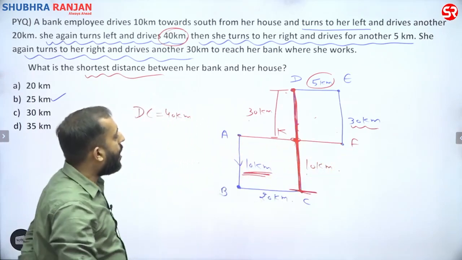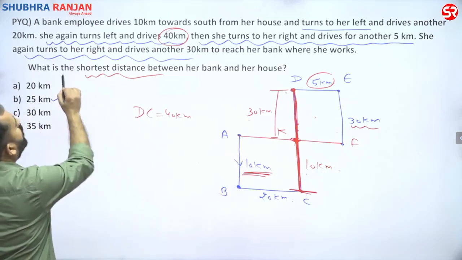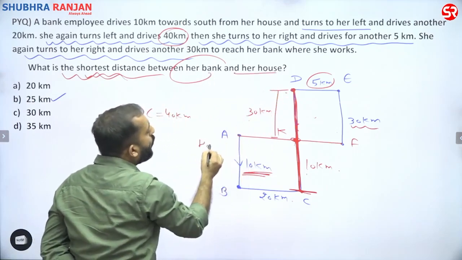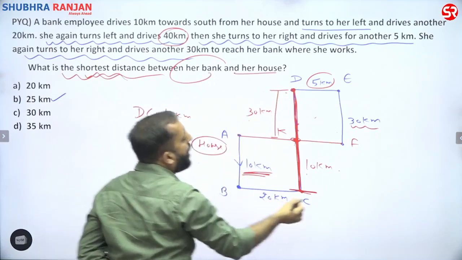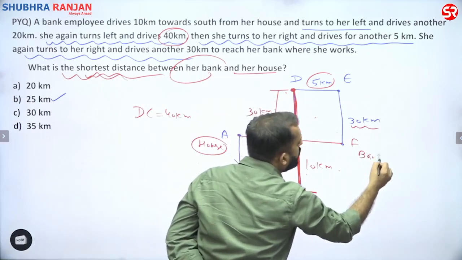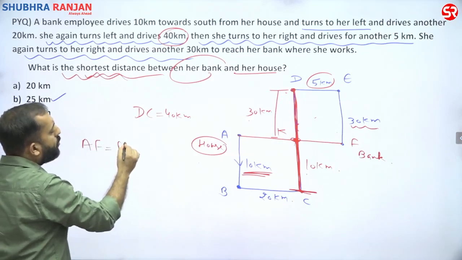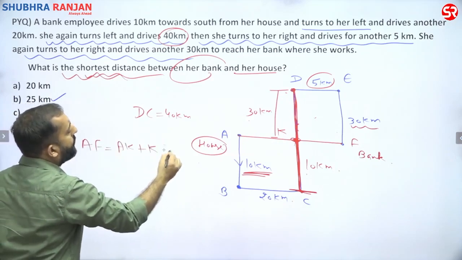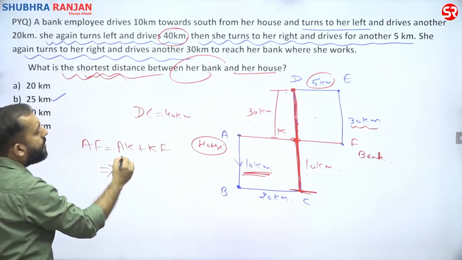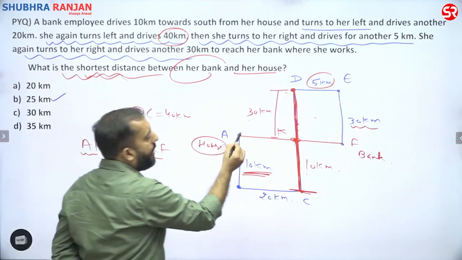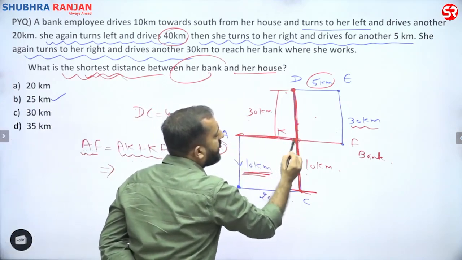Okay. Now, what we want to find out is the shortest distance between her bank and her house. Her house was at point A. Her bank is at point F. So we want to find out this distance AF. So, A to K plus K to F is the total distance AF. Right? A to K, then K to F.